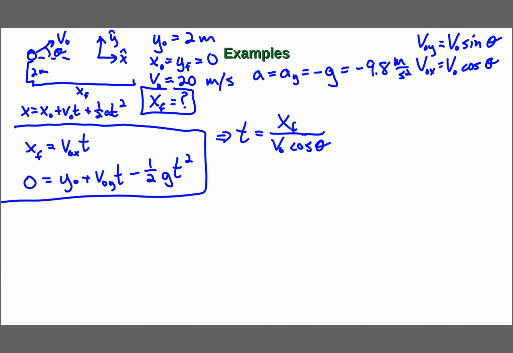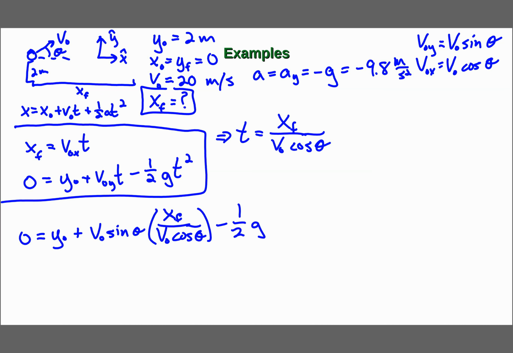And then we can put that into our equation for y. So we have y final equals 0. That's y naught plus, remember v naught y is v naught sine theta, times t, which we said is x final over v naught cosine theta, minus 1/2 g, and then t again, squared.